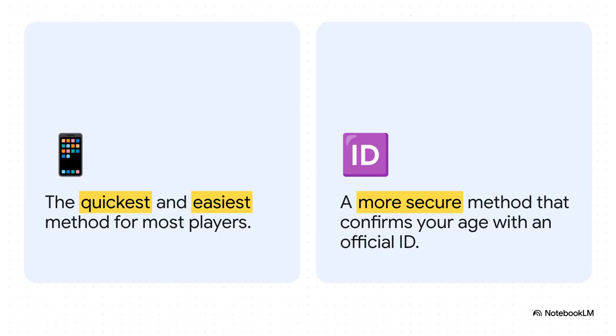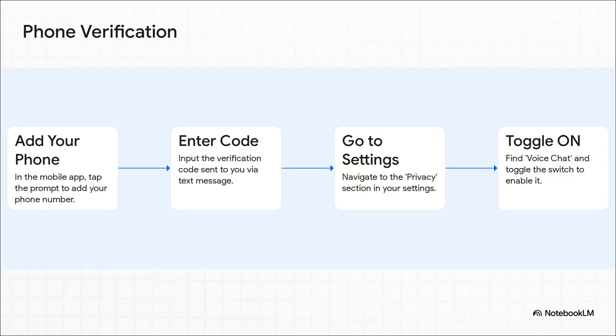You've got a choice to make here: phone verification or ID verification. Think of it like this. The phone route is usually the super quick, easy way to get it done. The ID method takes a couple extra steps, but it's a more official, secure way to prove your age. It's really up to you which one you prefer. Let's talk about the phone option first, because for most of you, this is going to be the fastest way. You do need to have the Roblox mobile app for this part. Just log in, add your phone number when it asks, and they'll send you a verification code. Pop that code in, then head over to your settings, find the privacy tab, and you'll see the toggle for voice chat. Just flip that switch on.